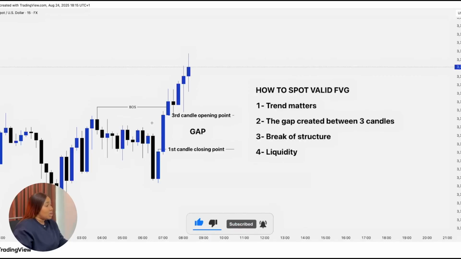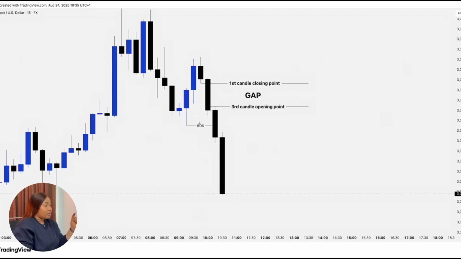Let me also show you guys a bearish structure, because this one is for a bullish structure. So this is an example of a bearish imbalance, just the same thing as the explanation for the bullish imbalance.